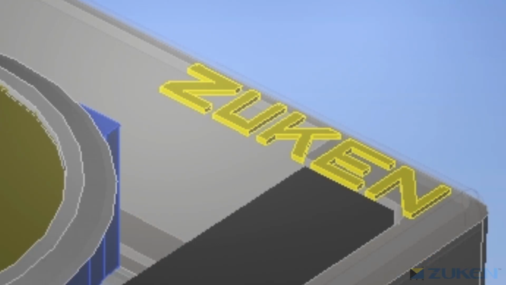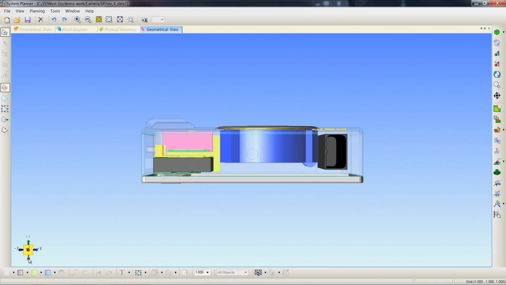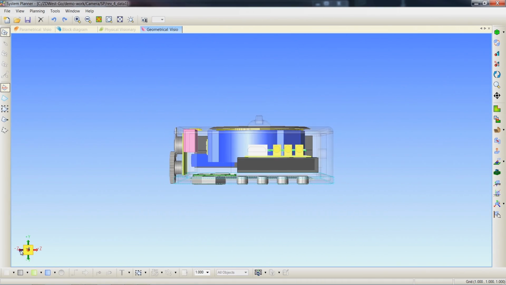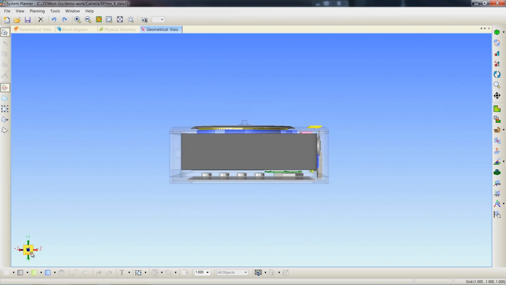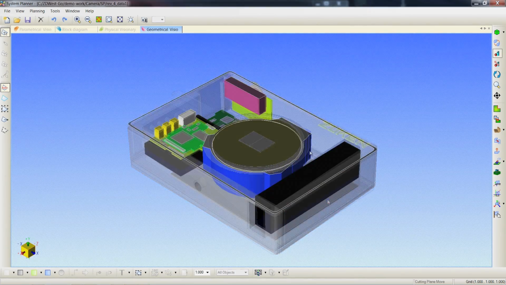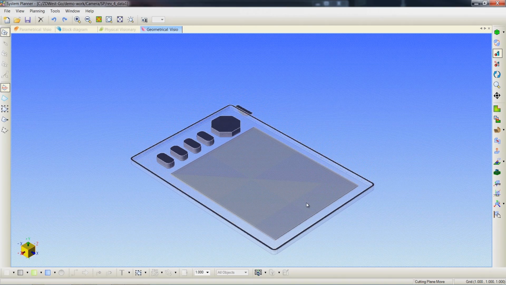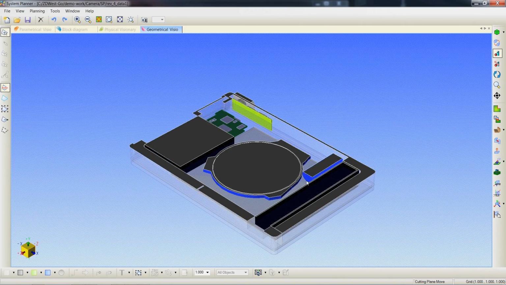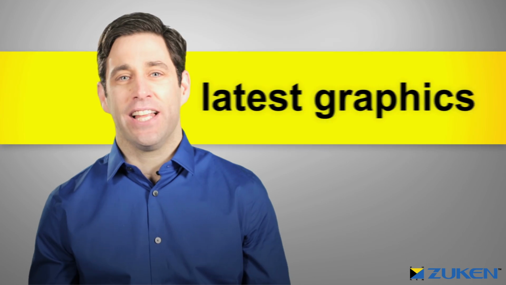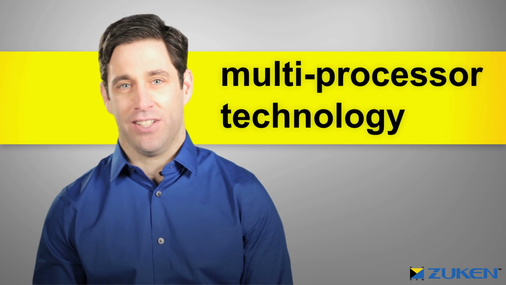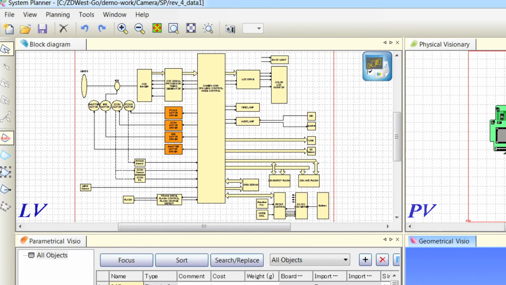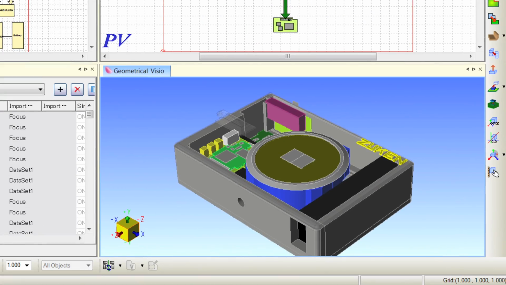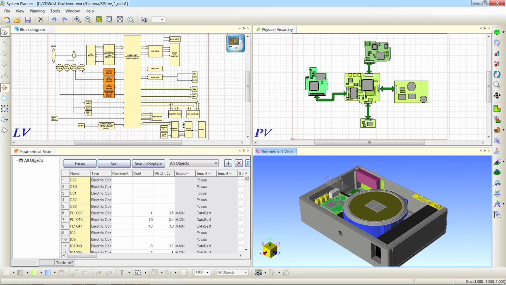Let's take a look. With CR-8000, you begin with product-centric design features, which include full product visualization, native 2D and 3D multi-board design planning, cost, weight, and functional trade-offs, and enclosure fit verification. All in a modern interactive environment that uses the latest graphics and multi-processor technology. CR-8000 makes it easy to explore designs and analyze trade-offs. Changes automatically propagate across multiple domains, so you can see the impact on the entire product at once.